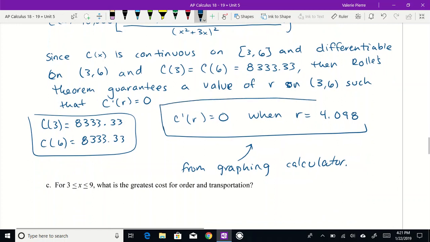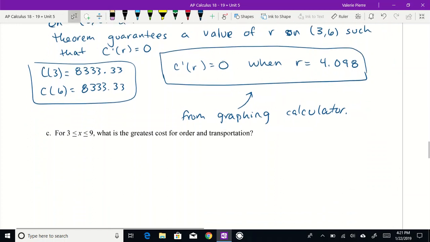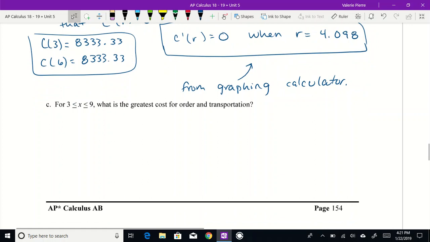Okay. Final question on this page. For the closed interval 3 to 9, what's the greatest cost for order and transportation? So looking for greatest cost for order and transportation, this is an extrema. So this is asking us, does EVT apply? Can we use EVT to do this? And we can, right? Because our function is continuous, we can use EVT to help us out here.